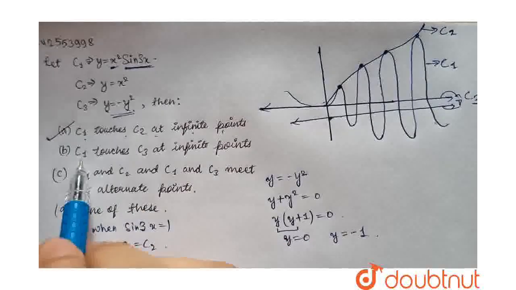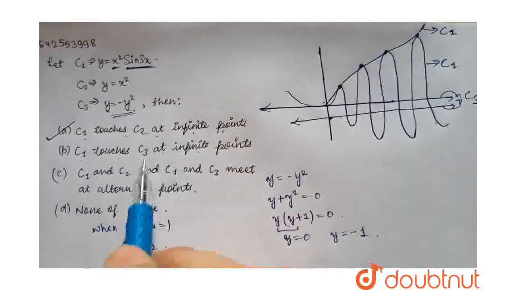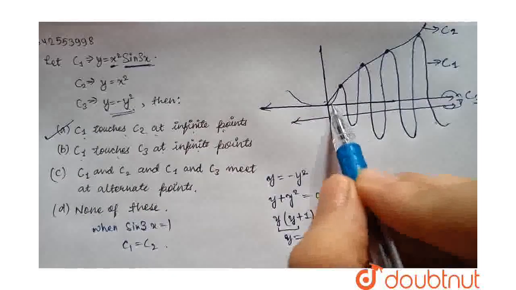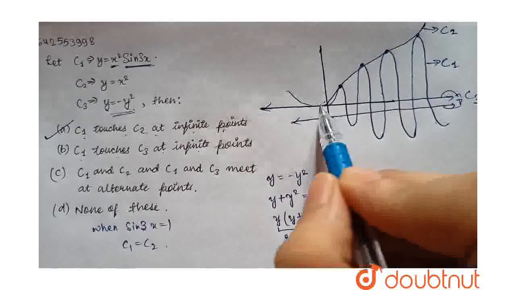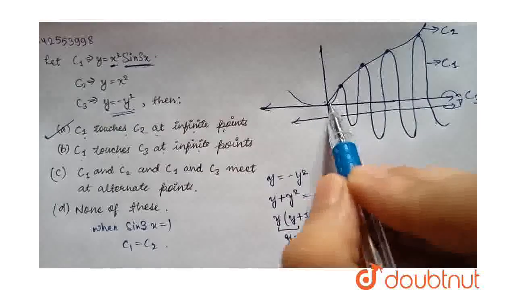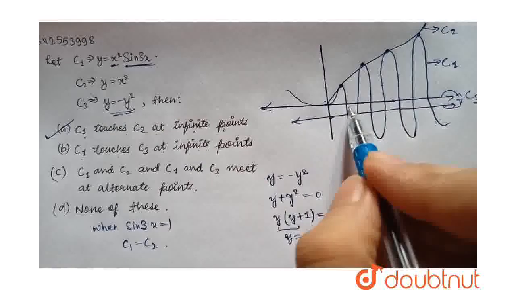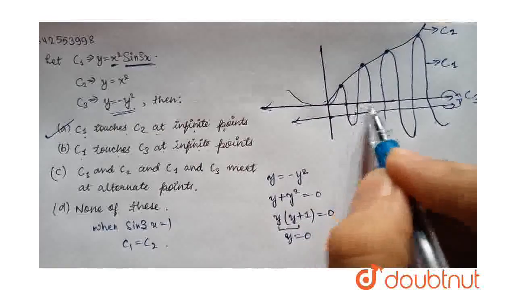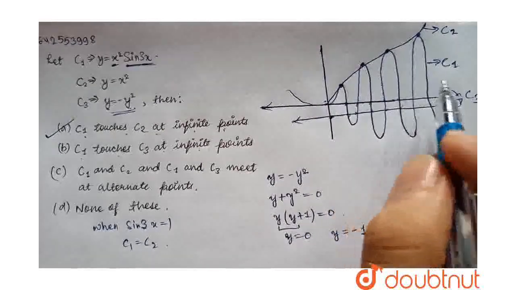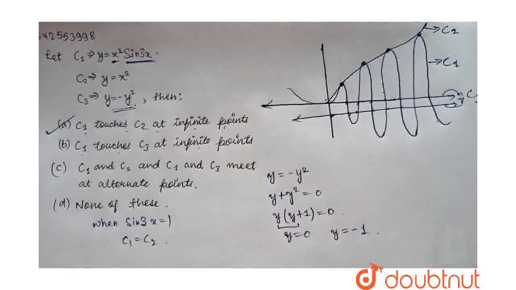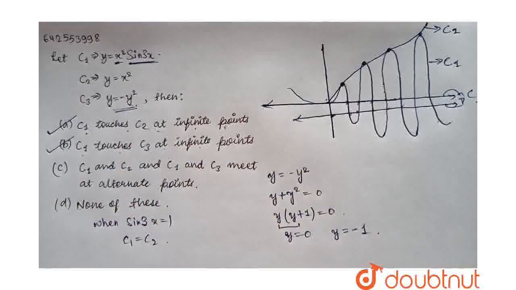And the next option is C1 and C3 touch at infinite points. So if we see here, this is C3, both lines, and this curve is C1, and we can see that they are touching each other at infinite points. That is, when the curve increases, it oscillates, and it cuts every time. So this is also correct.